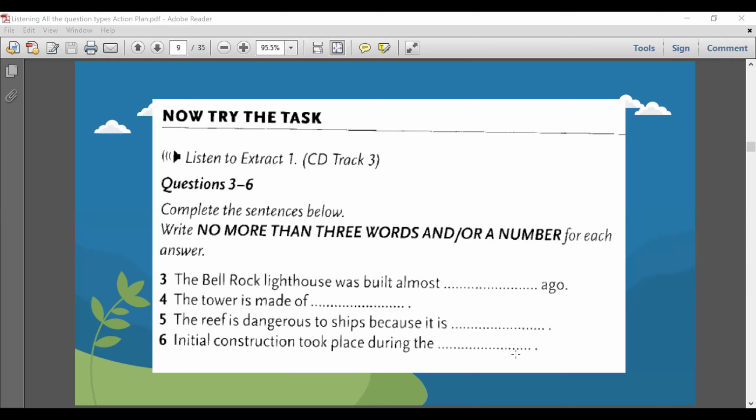मतलब टावर जो है white stone से बना हुआ है. So answer of fourth is going to be stone or white stone. 3 का आंसर है 200 years and 4 का आंसर है white stone. I don't know how many of you got this answer correct. So answer of fourth is white stone. आगे बढ़ते हैं.